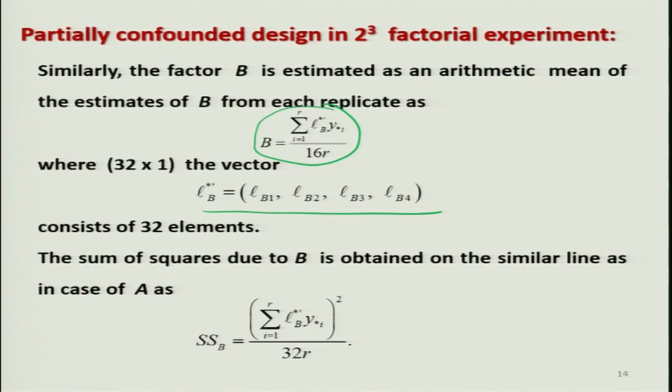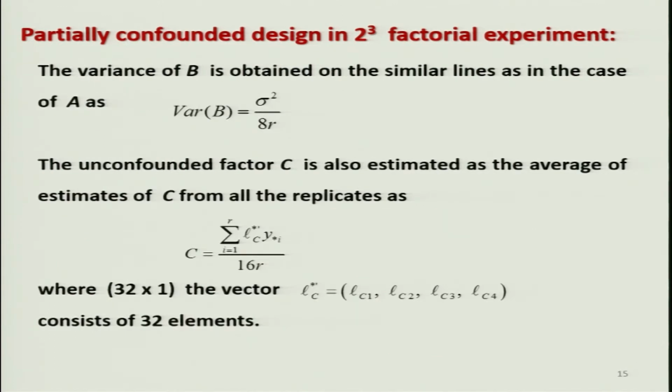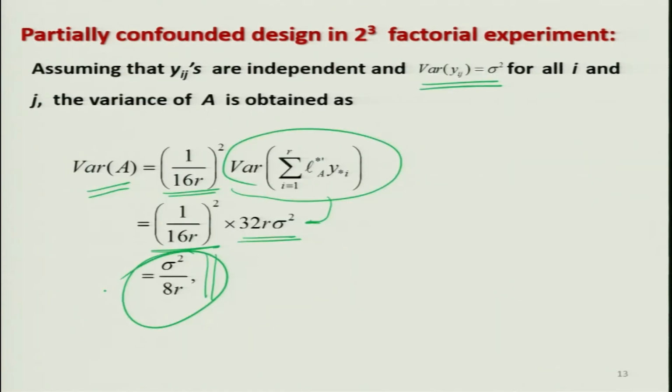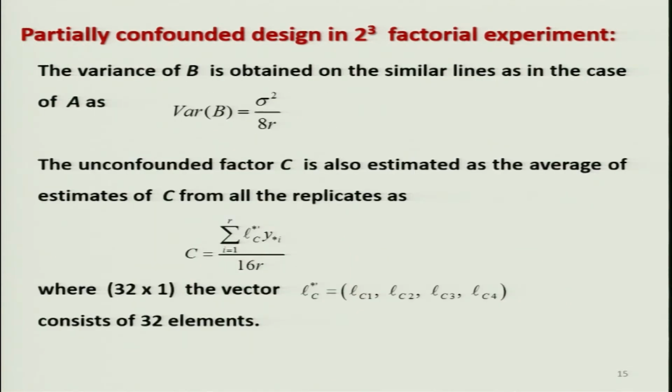So, now the sum of squares due to B can also be obtained exactly on the same line, that is summation i goes from 1 to R L B star transpose y star i and its whole square divided by 32R, right. And similarly, you can obtain the variance of B exactly in the same way, I do not have to do any calculations. You already have obtained the variance of A to be sigma square upon 8R, and A and B are similar. So, I can write down directly the variance of B as sigma square upon 8R.